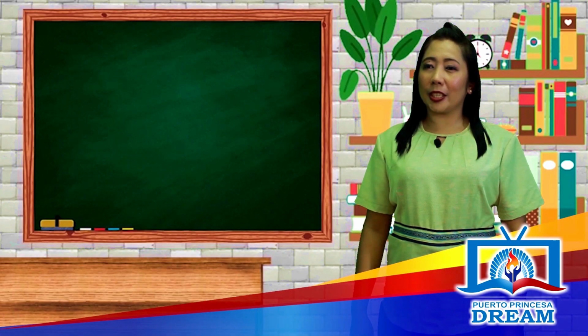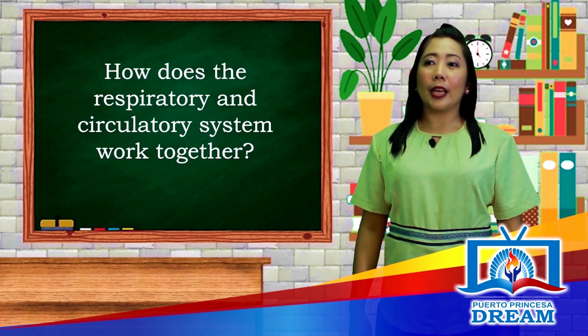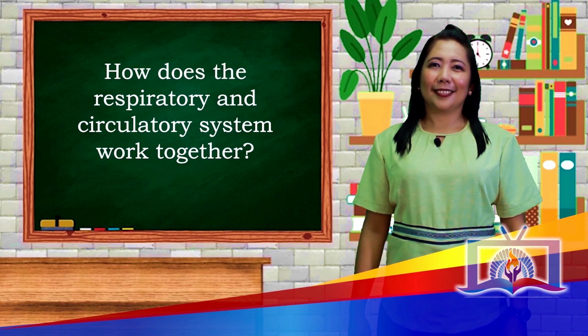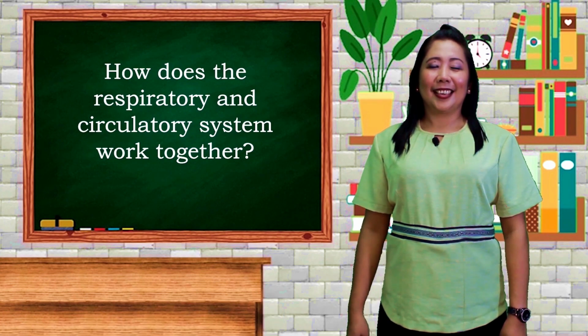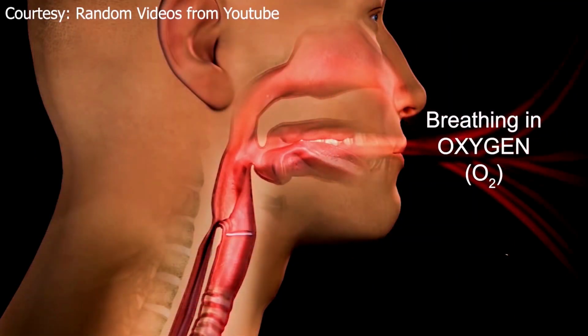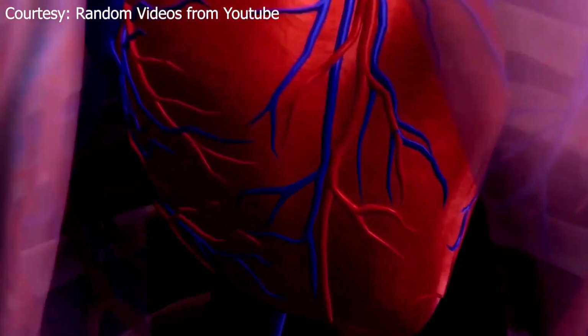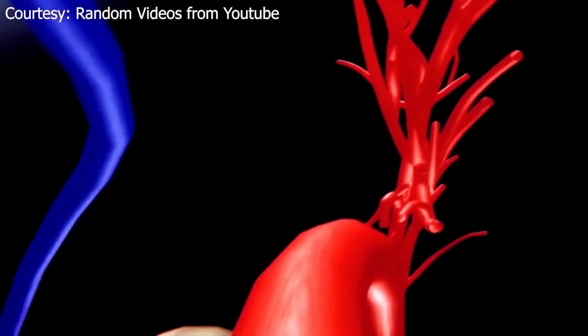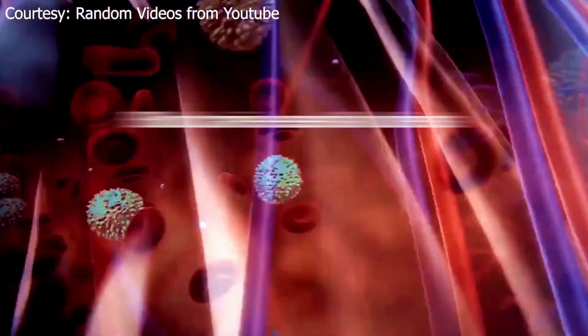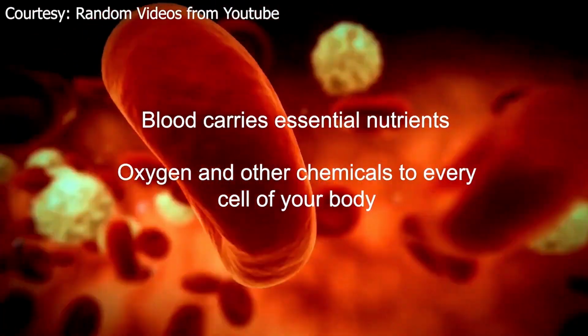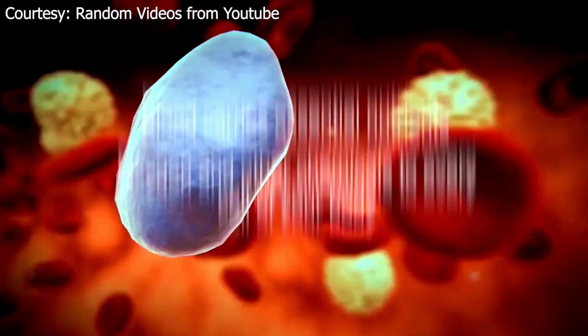Now, can you imagine the process of how the respiratory and circulatory systems work together? Yes, that's great! As you breathe in, air first enters your lungs and then into the left part of your heart. It is then driven by your heart into the bloodstream all the way through your body. The heart pumps blood, which carries essential nutrients, oxygen, and other chemicals to every cell of your body.